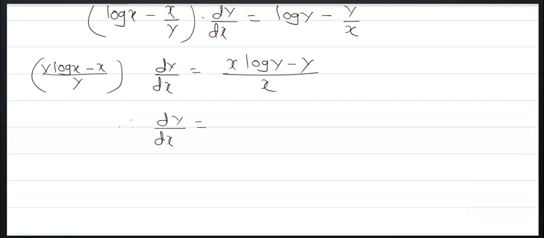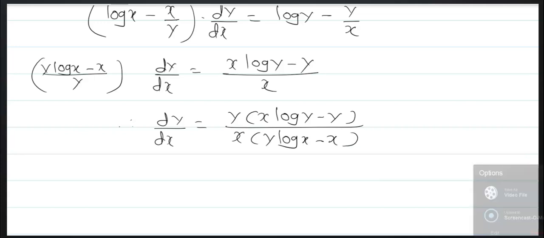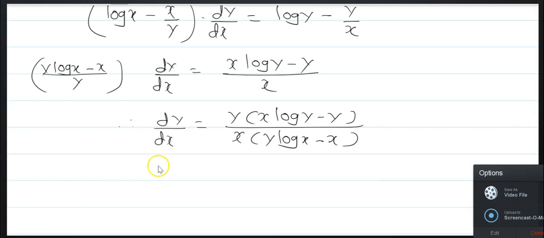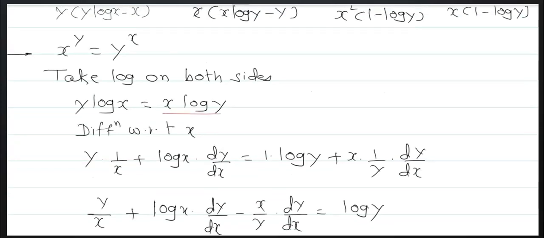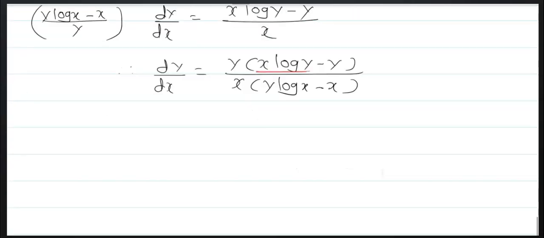Therefore, dy by dx equals y into x log of y minus y, upon this. Now see here, in the numerator it is x log of y minus y. But where does this y come from? This y comes from here. Next, this is x and the denominator term is y log of x minus x. Therefore, dy by dx equals... now we have the values.